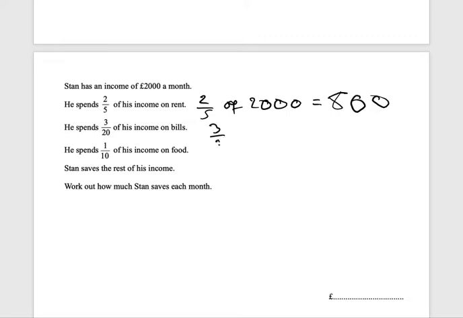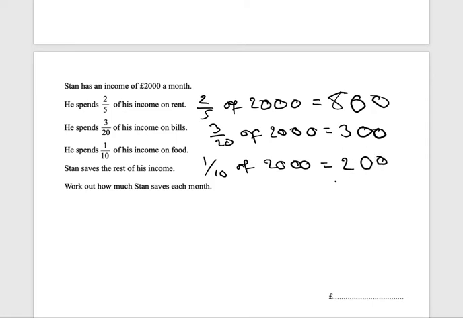3/20 on his bills, so 3/20 of 2,000, that's going to give you an answer of 300, because 2,000 divided by 20 is going to give you 100, multiplied by 3 is 300, and then finally 1/10 of 2,000 is going to give you an answer of 200.